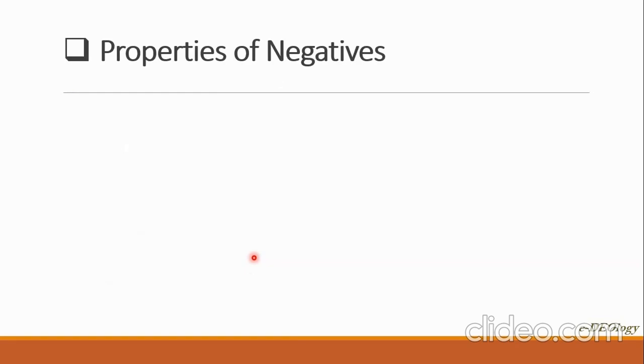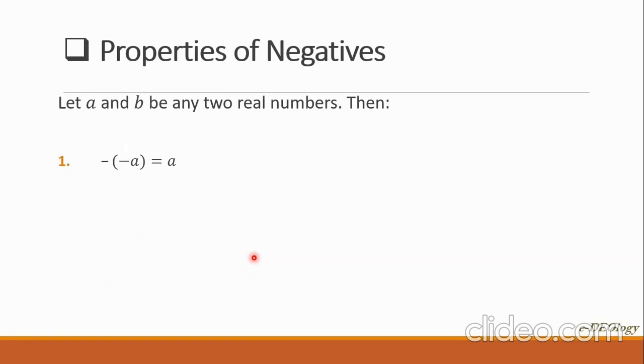The next property is about properties of negatives. We let A and B be any two real numbers. Then the first rule is negative of negative A equals A. In other words, the negative of a negative number is positive. As an example, the negative of negative 5 equals positive 5.